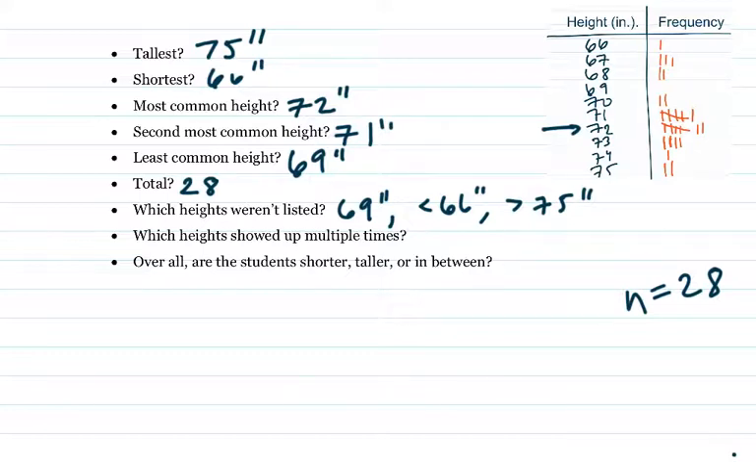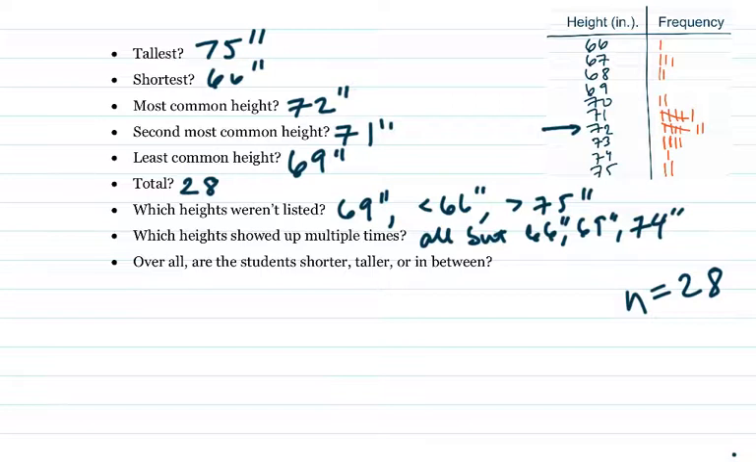Which heights showed up multiple times? Well, that's almost every single one of them. Anything that showed up more than once, we would count. So we could say all but 66, 69 inches, and 74 inches. Because 66 and 74 only showed up once, and 69 didn't show up at all, and so therefore those heights did not show up multiple times.